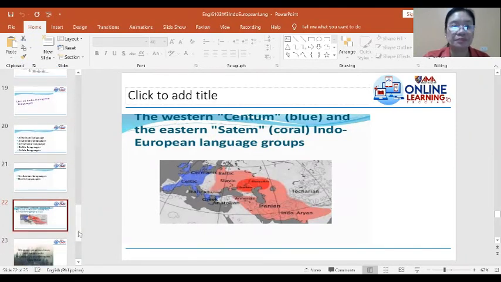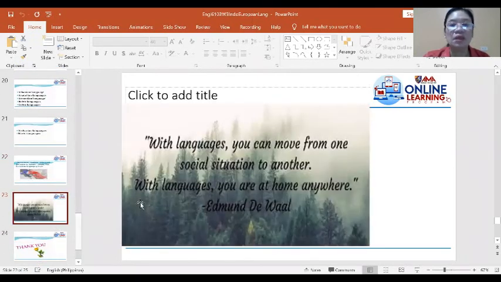So, before I end, I would like to share with you a quote from Edmund de Waal. According to him, with languages, you can move from one social situation to another. And with languages, you are home. You are at home anywhere.